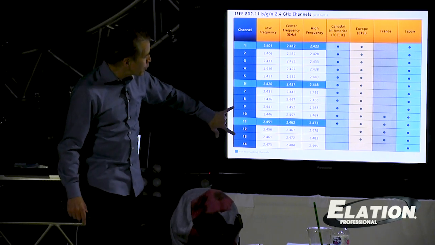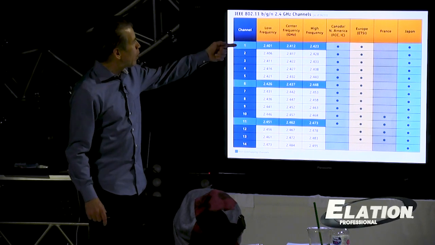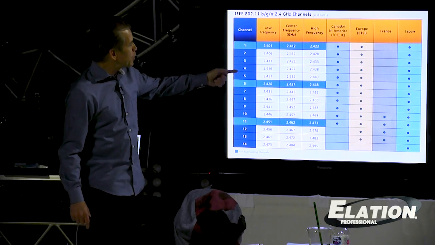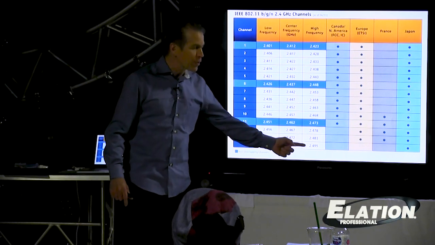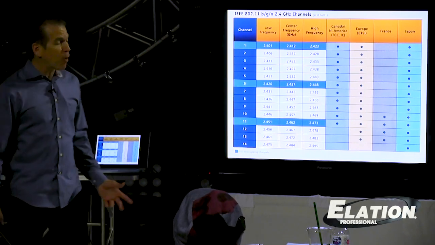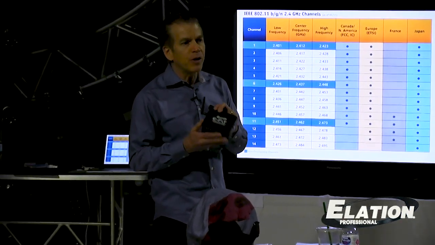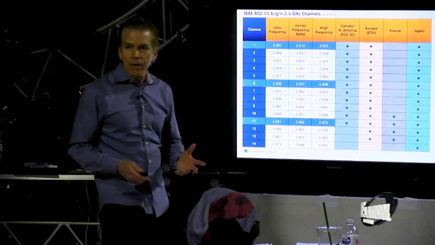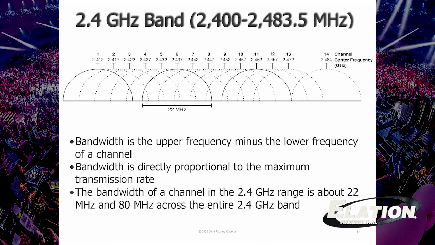Now, each channel spills over two channels on either side of it. So channel 1 will spill all the way to channel 3. Channel 6 goes from channel 4 to channel 8. And channel 11 goes from channel 9 to 13. But notice 14 is untouched. So that's why having the ability to transmit on channel 14 is a great way to get around the problem of interference if that's your issue. And this just illustrates the bandwidth for one Wi-Fi channel. One channel actually covers 5 channels, okay?